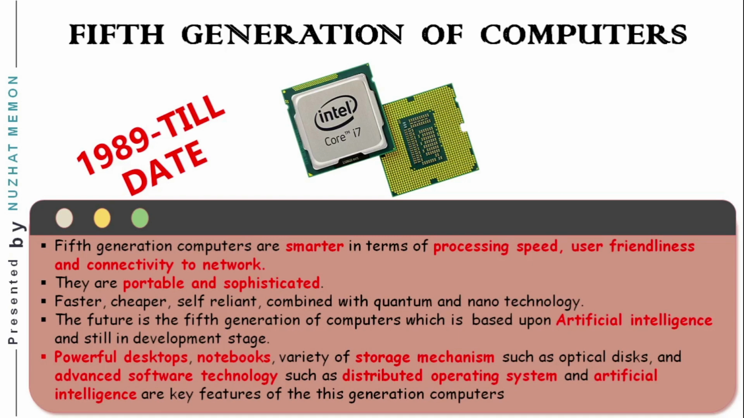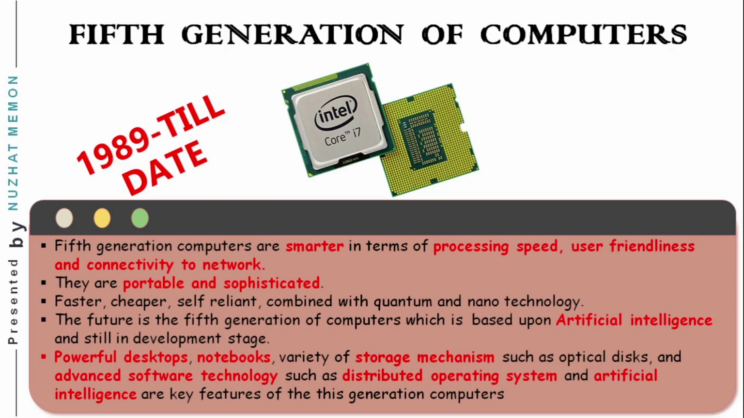They are faster, cheaper, self-reliant, combined with quantum and nanotechnology. Quantum here means macro, nano means micro. So both technologies were used to make these components. The future is the fifth generation of computers, which is based upon artificial intelligence and still in development stage. Powerful desktops, notebooks, a variety of storage mechanisms such as optical disk, and advanced software technology such as distributed operating system and artificial intelligence are key features of this generation of computers.